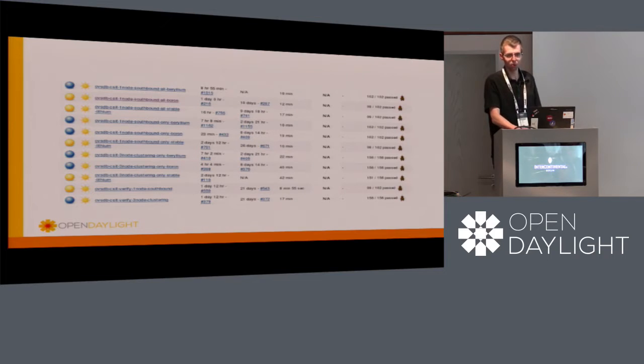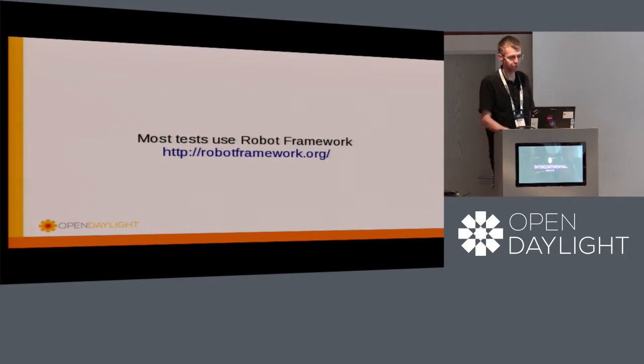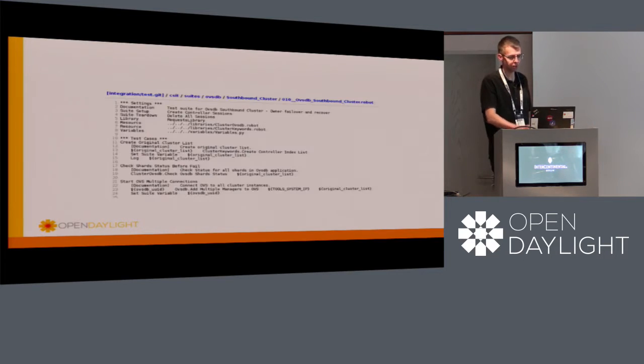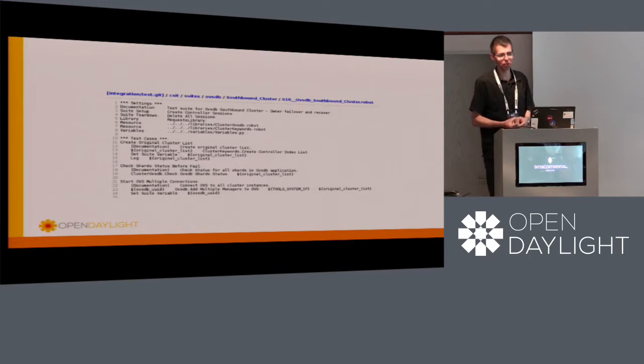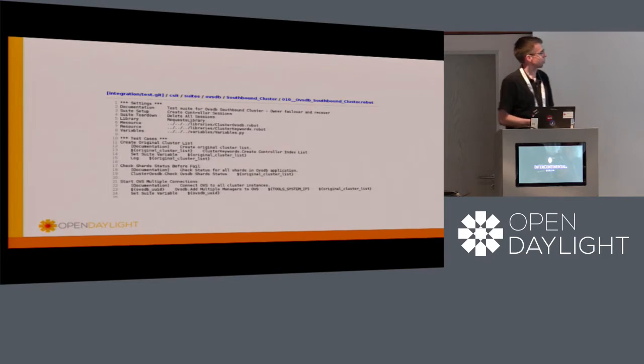And the little robot logo, that's because most of these tests use the Robot Framework, which is a quite nice framework for writing nearly human-readable tests. At least more readable than when you're writing pure Java code. So you can see here, well, maybe not all that well, but the tests have human-readable names like create original cluster list, check shard status before fail, start OVS multiple connections, and so on.